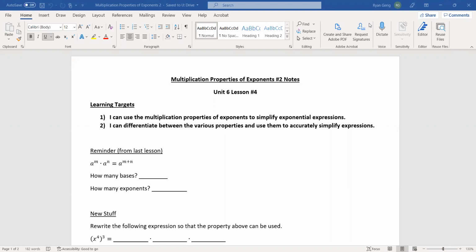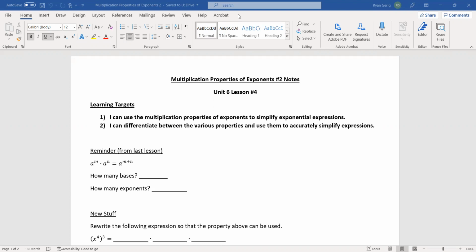So, multiplication properties of exponents number 2. Looking at the learning targets: use the multiplication properties of exponents to simplify expressions. But number 2 is the one that I want you to make sure you see: differentiate between the various properties and use them accurately to simplify expressions. So what am I talking about between differentiation?